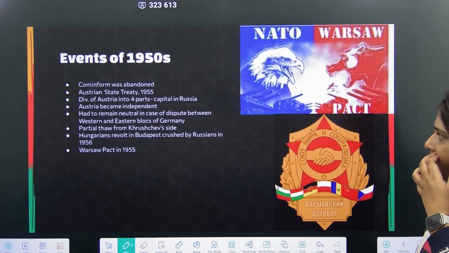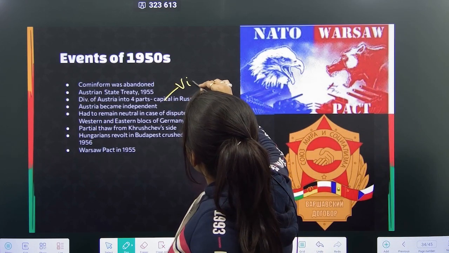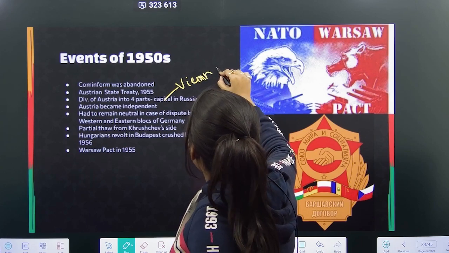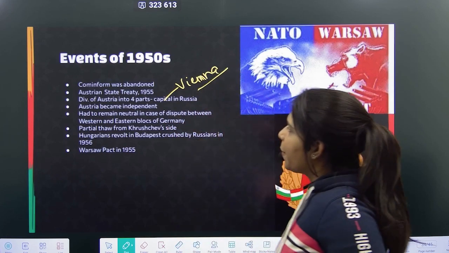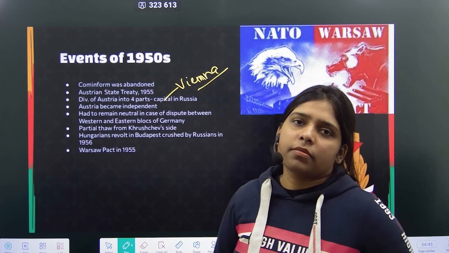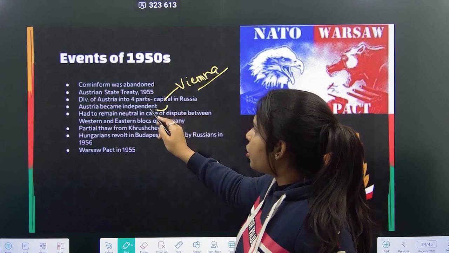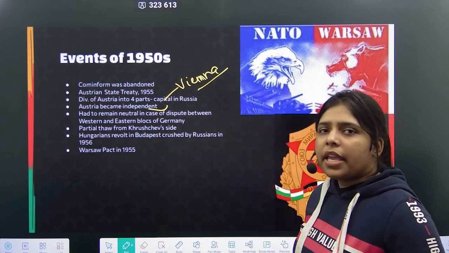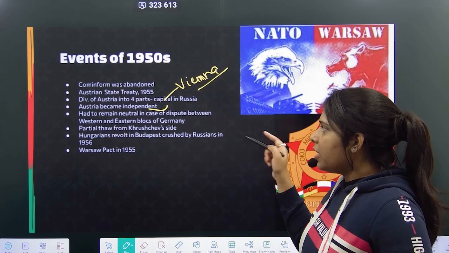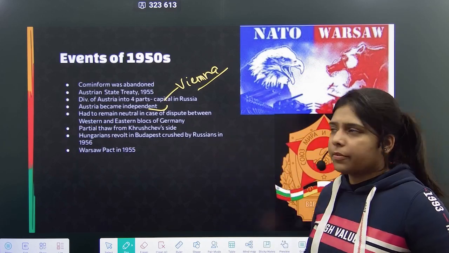Capital? No, I'm sorry. Capital was Vienna, and once again, capital landed into the Russian hands. Okay. See, upon Austria was laid a condition. It was to be independent, proper elections were to be held there. But if there came a problem between Western and Eastern blocs, then Austria had to remain neutral in that case.